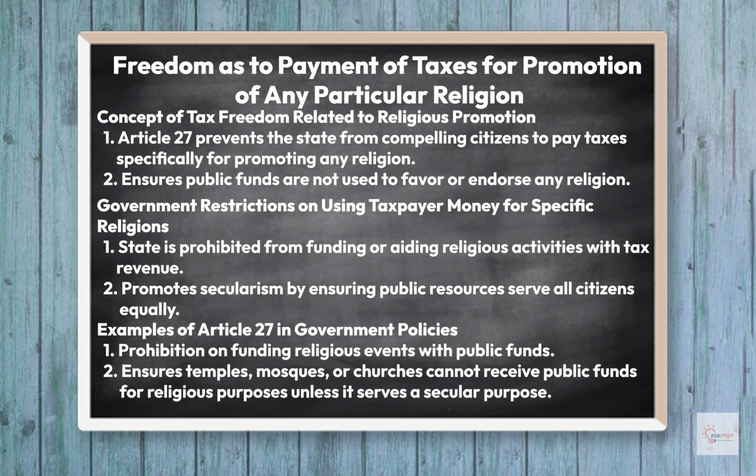Examples of Article 27 in government policies. Prohibition on funding religious events with public funds. Ensures temples, mosques, or churches cannot receive public funds for religious purposes unless it serves a secular purpose.